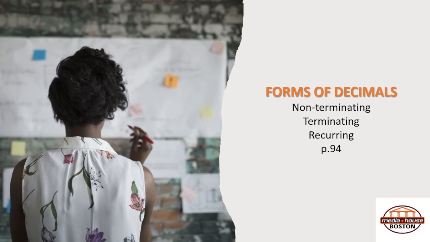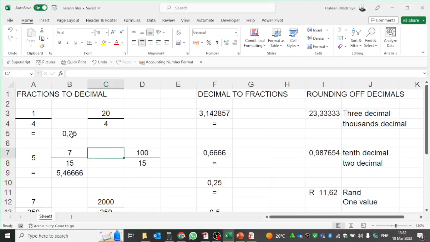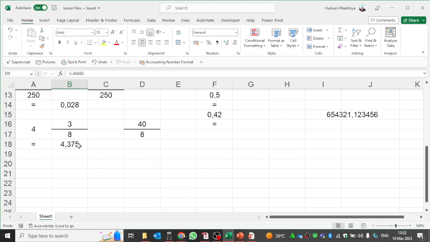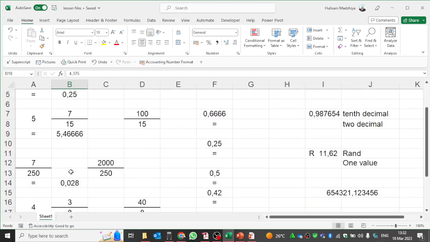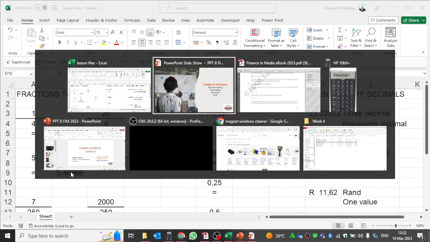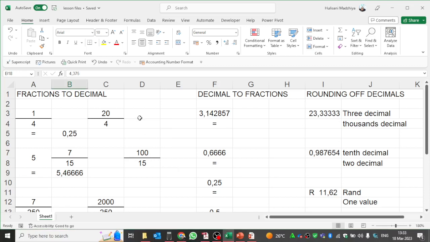Then in terms of decimals, if you did notice from our activity here, we have got 0,25, we've got 4,666666666, 5,4666 going, and something that looks like this, 4,37. So all these types of decimals have got definitions, and this is the definition of each type of decimal. So we've got something called the non-terminating decimal. By non-terminating decimals, we are referring to those decimals that look like 3,1456788212 like this. So this is what we call non-terminating.